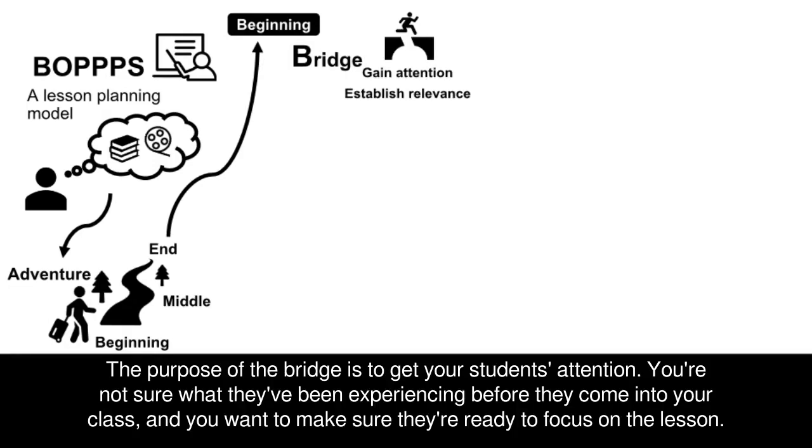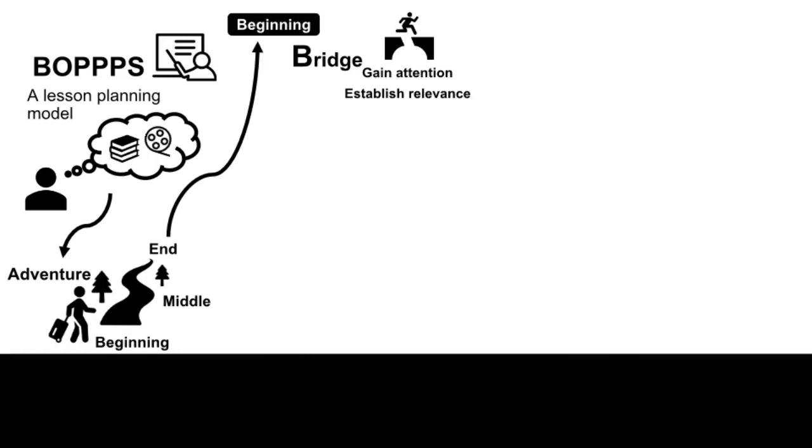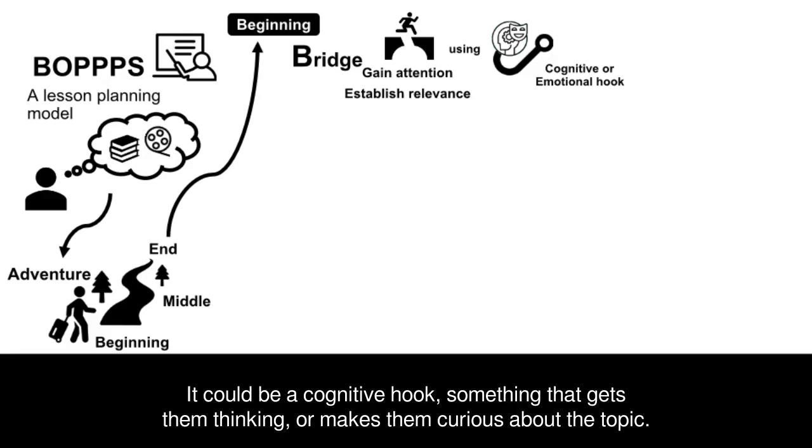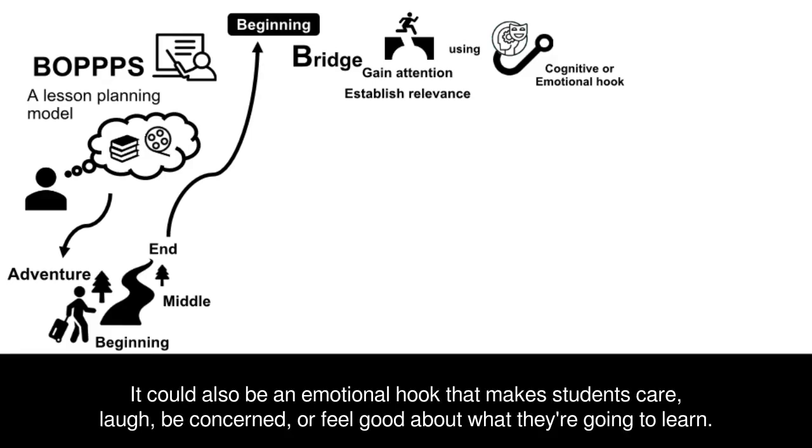The purpose of the bridge is to get your students' attention. You're not sure what they've been experiencing before they come into your class, and you want to make sure they're ready to focus on the lesson. The most common way to establish relevance for the class is to use a hook. It could be a cognitive hook, something that gets them thinking, or makes them curious about the topic. It could also be an emotional hook that makes students care, laugh, be concerned, or feel good about what they're going to learn.